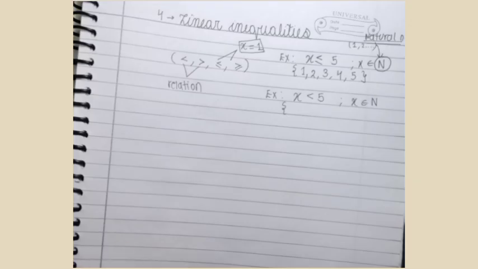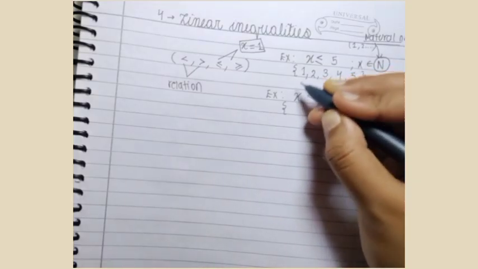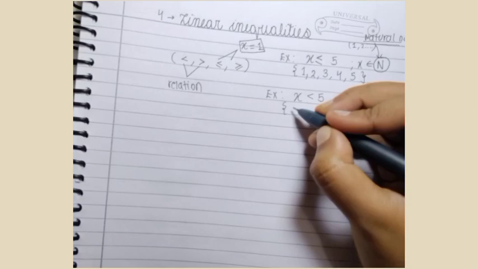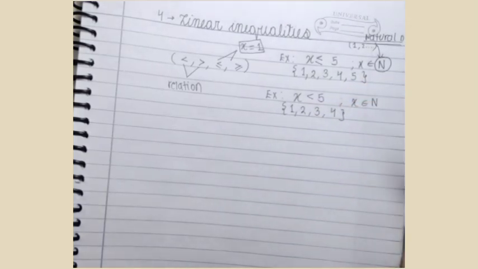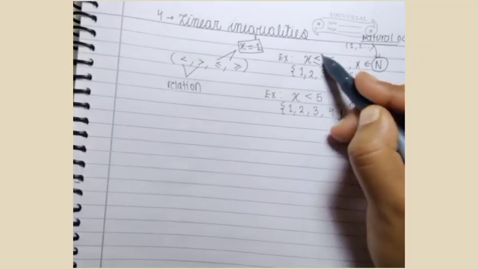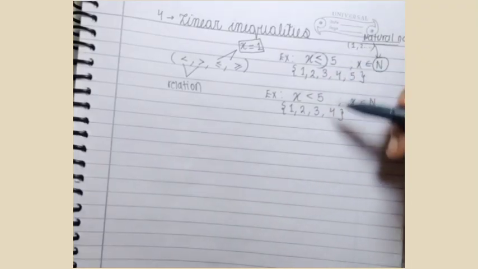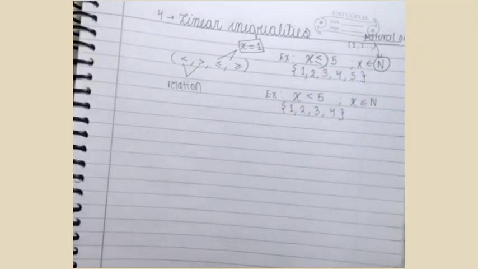I hope you have written your answer. So now the solution set for this particular inequality will be 1, 2, 3, 4. That's it, not 5. Why not 5? Because it is not equal to 5. Here it was equal to 5. So I hope you got to understand the difference between these types of inequalities.